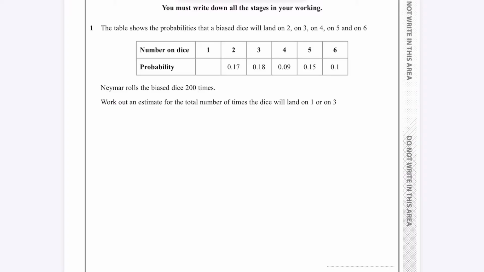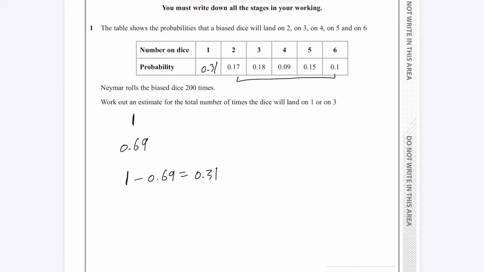So probability always adds up to 1. In the table, if you add all of them up, so if I use my calculator, 0.17 plus 0.18 plus 0.09 plus 0.15 plus 0.1. So if I add all the probabilities up in the table, they add up to 0.69. So if I do 1 minus 0.69, that gives me 0.31. So that means this must be 0.31.